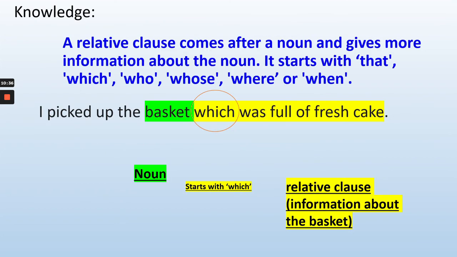Fantastic work. So, I picked up the basket which was full of fresh cake. A relative clause comes after a noun. Basket is the noun and gives more information about the noun, which was full of fresh cake. The basket was full of fresh cake. The relative clause is in yellow and it gives more information about the noun. The relative clause starts with either that, which, who, whose, where, or when. This relative clause starts with which.